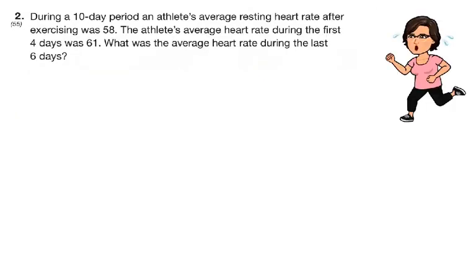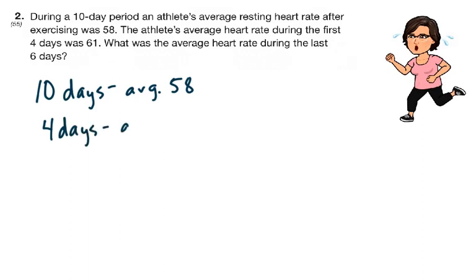During a 10-day period, an athlete's average resting heart rate after exercising was 58. The athlete's average heart rate during the first 4 days was 61. What was the average heart rate during the last 6 days? So over 10 days, the average was 58. But the first 4 days, the average was 61.